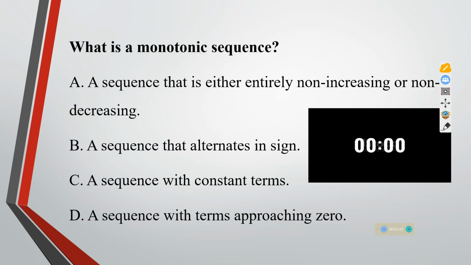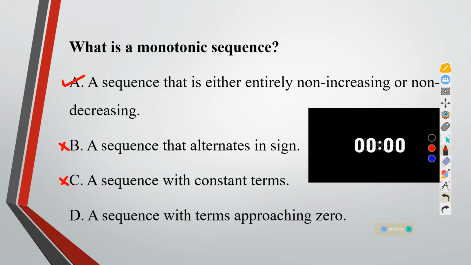So what is a monotonic sequence? A monotonic sequence is a sequence that is either entirely non-increasing or non-decreasing. That is by definition, so this will be true. A sequence that alternates sign actually violates monotonicity, so this is out. A constant sequence is monotonic but only trivially so. The definition is broader, so this one will not be the best option.